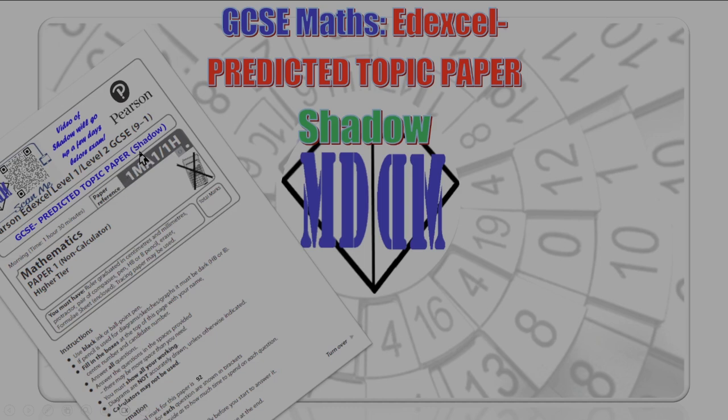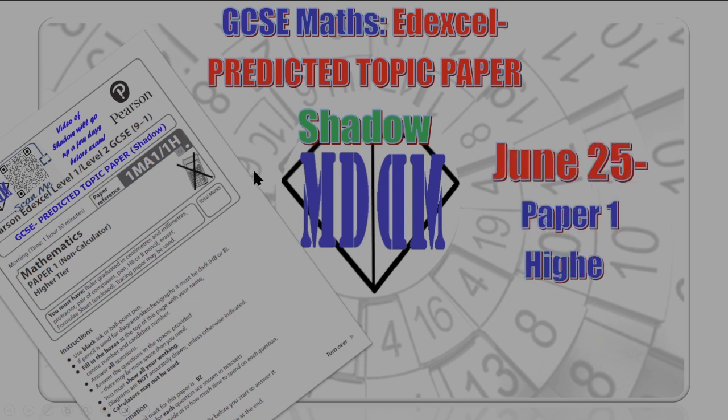There's a copy of the paper. It's the one that says shadow, or the problem pair version. This will be relevant for the problem pair or the shadow, depending on how much support you want with the solutions. Again, like I said, this is for the June 25, and this is a paper one higher. So this is a higher tier. There are the foundation tiers as well. They're on a separate playlist and a separate Google Drive. Feel free to do whichever ones are most appropriate to you.